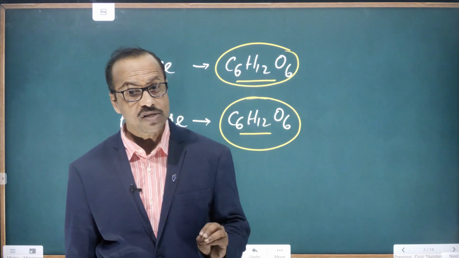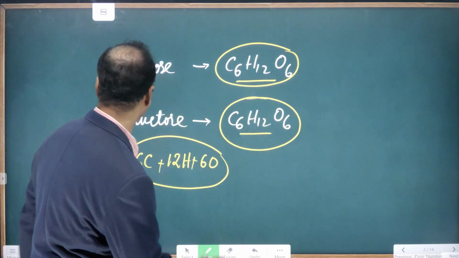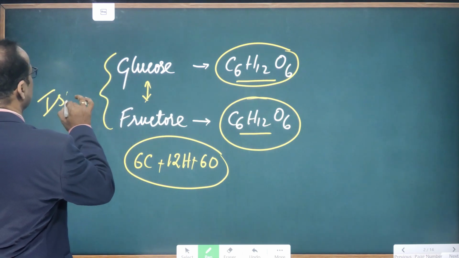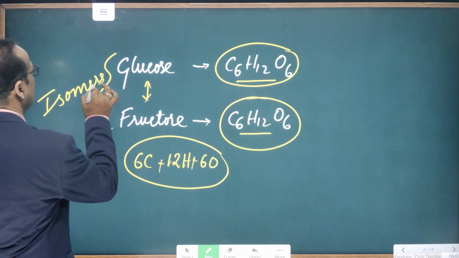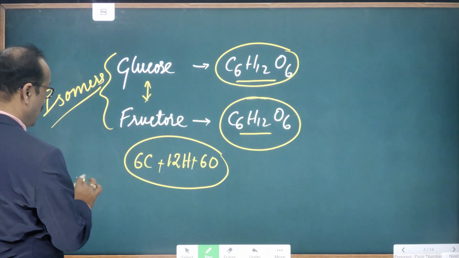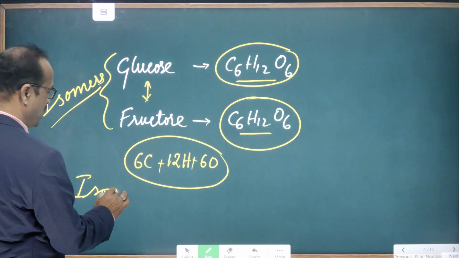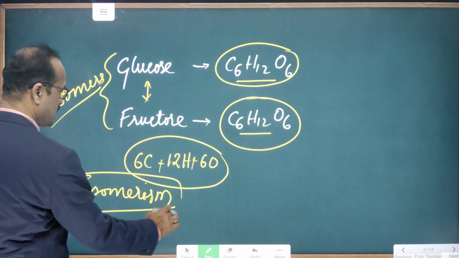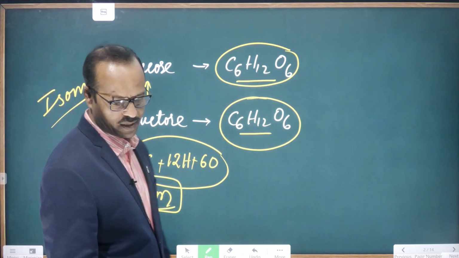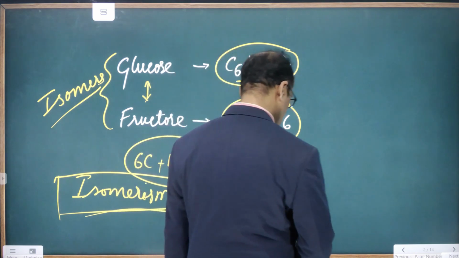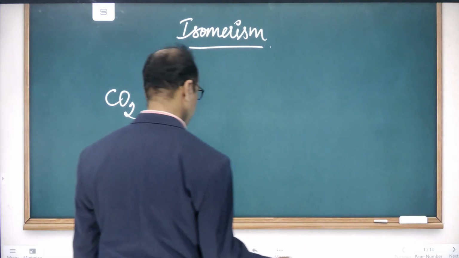So such compounds, this type of compounds, are called isomers. And this property, the phenomenon, is called isomerism. This is our chapter name, isomerism. Clear? Okay. So what is the definition of isomerism?